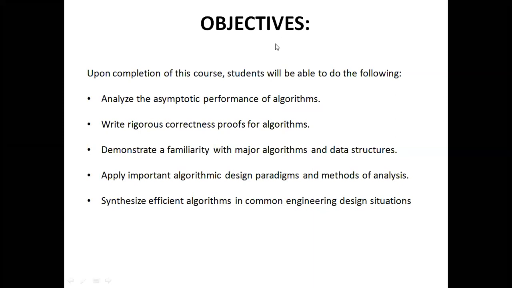Also, one of the objectives of the algorithms is that we have to know how to synthesize efficient algorithms in common engineering design situations. So all these are the objectives of the design and analysis of algorithms.